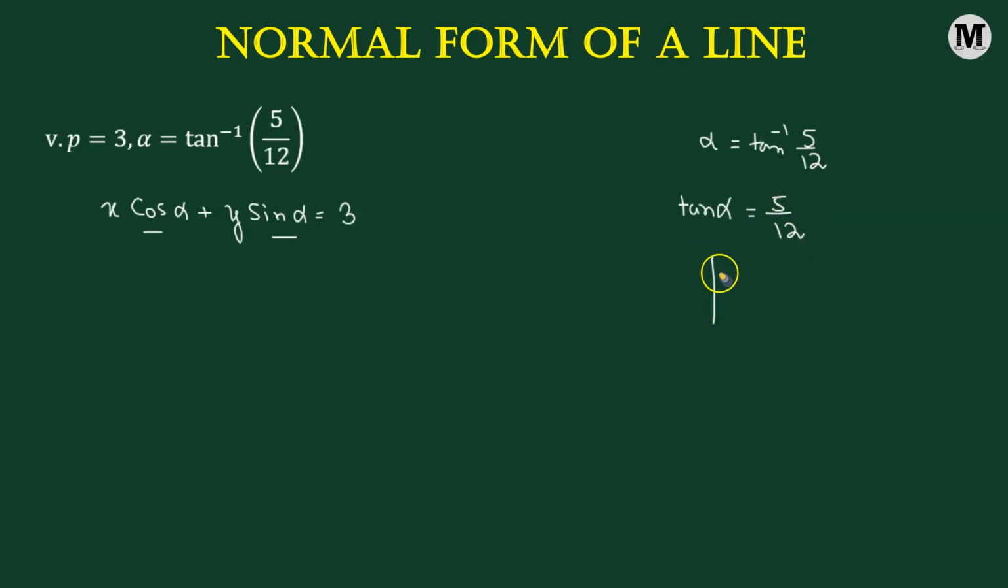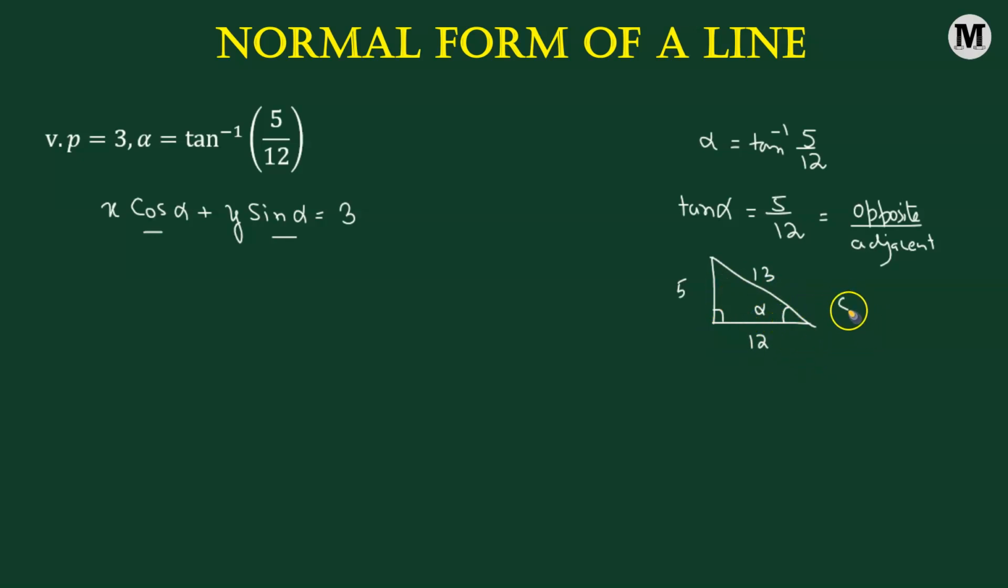Now let us consider a right angled triangle, and let this be the angle alpha. This is 90 degrees. We know that the tangent of any angle is simply the ratio of the opposite to the adjacent side. So the opposite corresponds to 5 and the adjacent corresponds to 12. Now we can use the Pythagoras theorem to immediately obtain the value of the hypotenuse, which must be equal to 13. So now we have all three sides of the triangle.